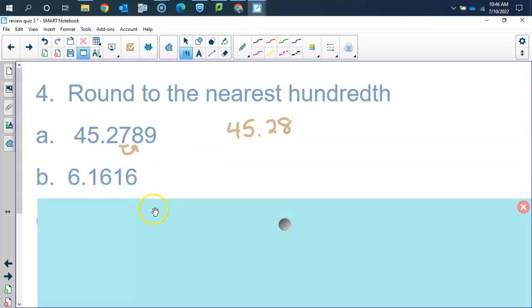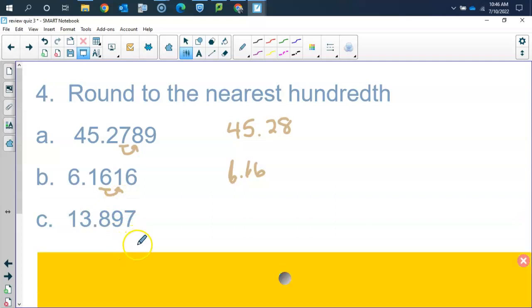Round to the nearest hundredth. Go. Here's our hundredths. Notice I always identify the place. Look one to the right. That stays the same. So it would be 6.16, because that stays the same.